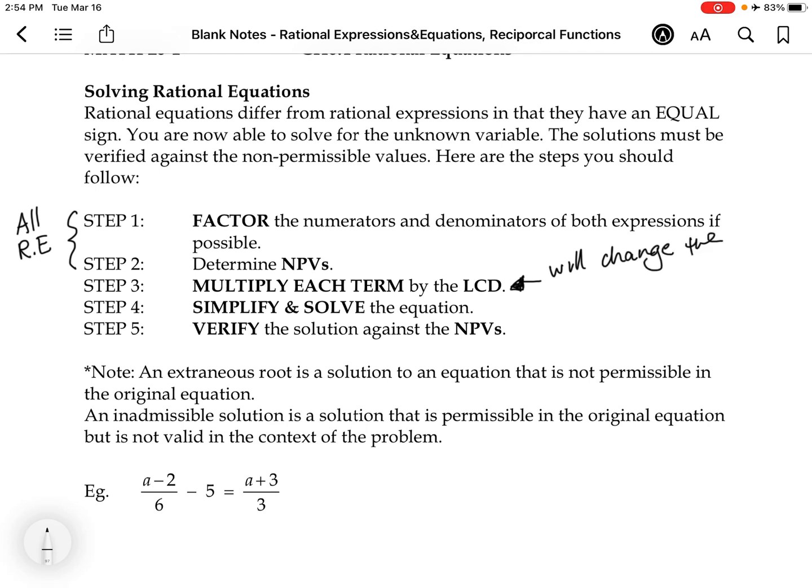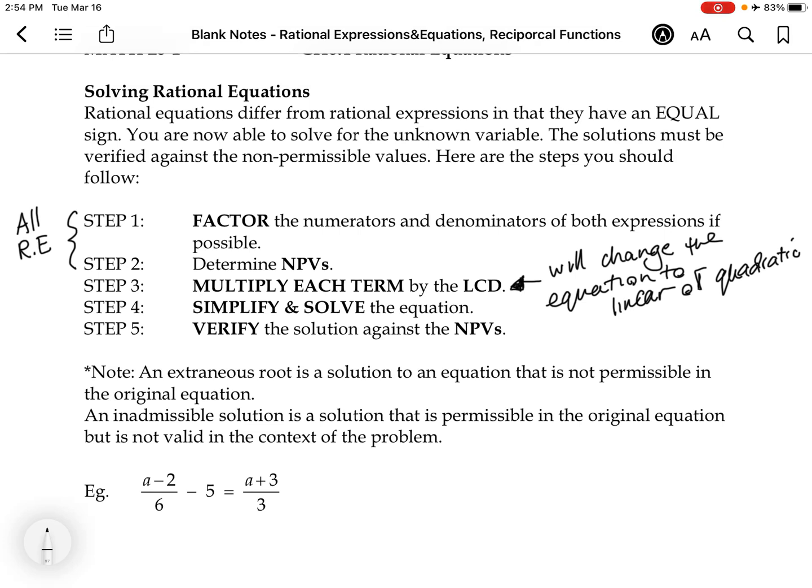This step here will change the equation to linear or quadratic. Now that's nice because we know how to solve that, which is what we're going to do in step 4. Okay, we're going to solve it.